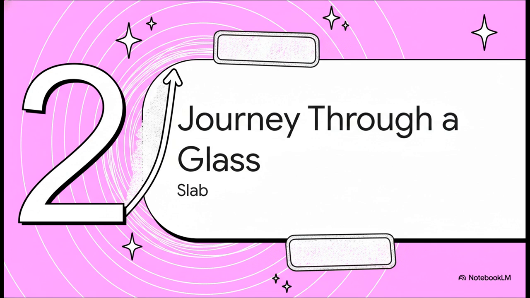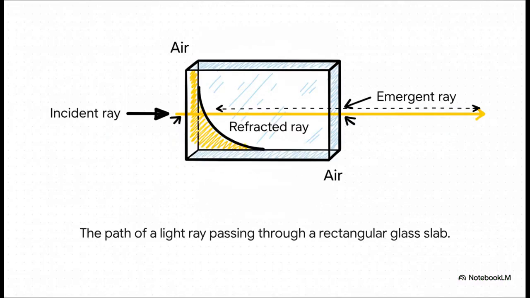To really get this, let's follow a single beam of light on a classic journey, passing right through a rectangular block of glass. This little experiment is perfect because it shows us not just one bend, but two. So check this out. The light ray that comes in, we call that the incident ray, hits the glass. Bam, it bends. Now it's inside the glass, and we call it the refracted ray. Then, when it leaves the glass on the other side and pops back out into the air, it bends again. That final ray is called the emergent ray.